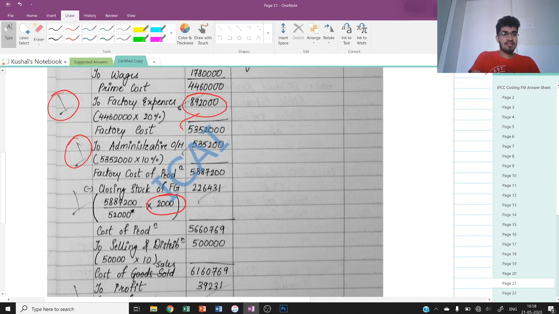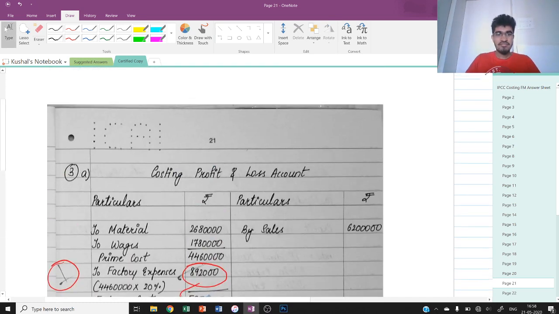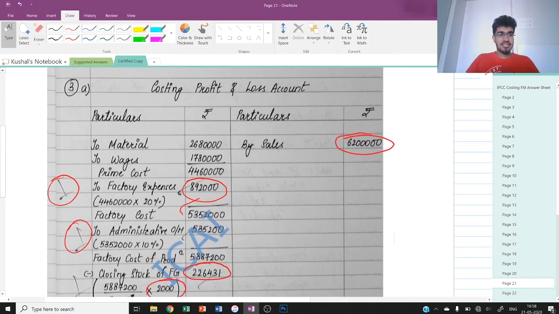So 58,87,200 upon 52,000 is the cost per unit, multiplied by the closing stock to get the total cost of closing stock. Subtract it from the factory cost of production to get the cost of production. Then we have selling and distribution expenses, which is 50,000 into 10. This gives us the cost of sales, and profit is nothing but the balancing figure. We have the amount of sales also with us. Okay, I hope the presentation is clear to all of you.